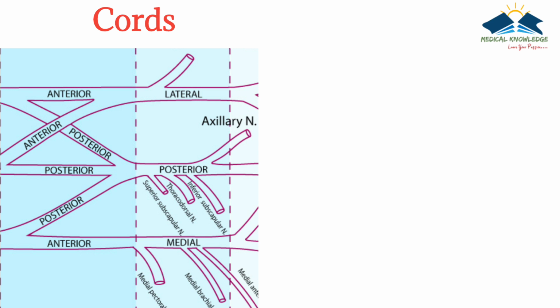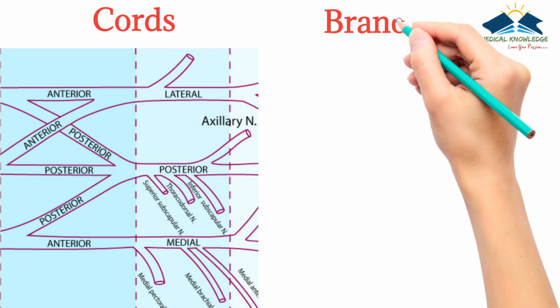The cords are named by their position with respect to the axillary artery. The posterior cord is formed from the 3 posterior divisions of the trunks. The lateral cord is formed from the anterior divisions of the upper and middle trunks. The medial cord is simply a continuation of the anterior division of the lower trunk.